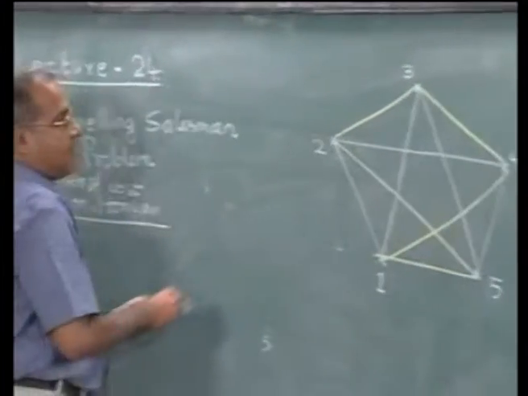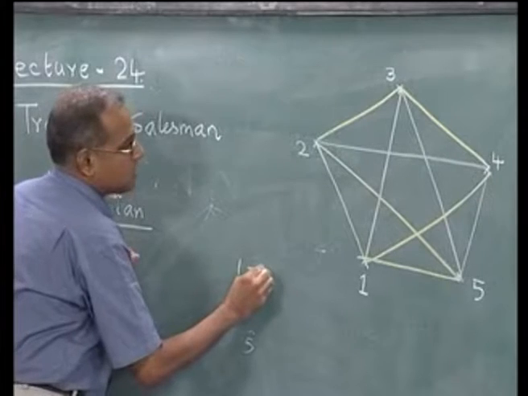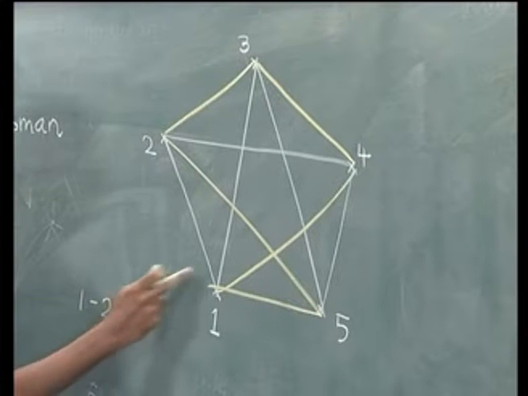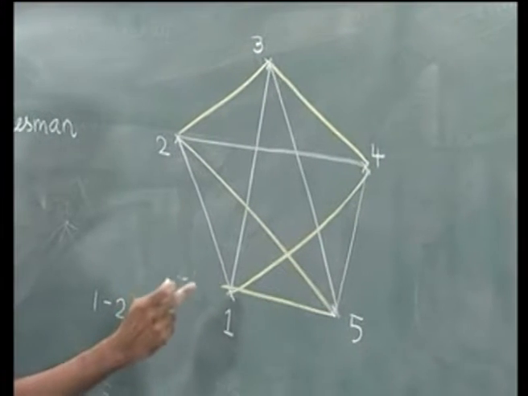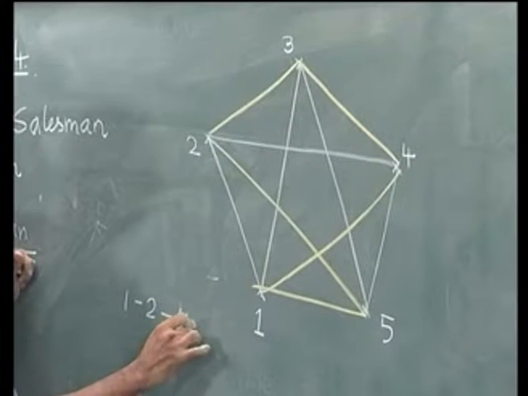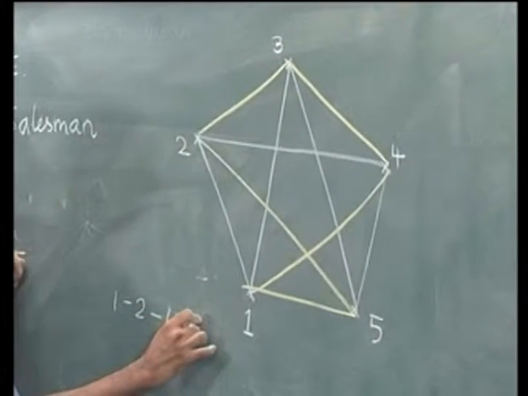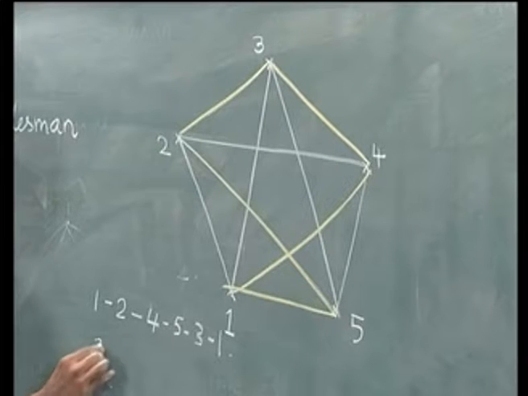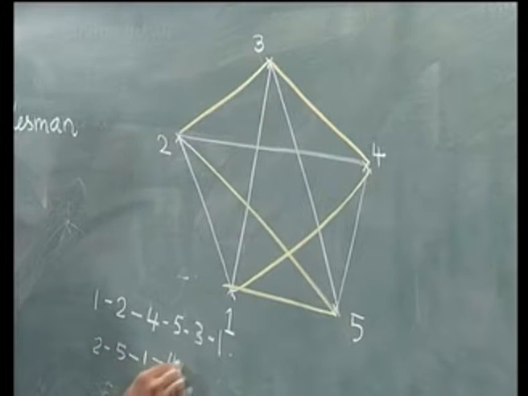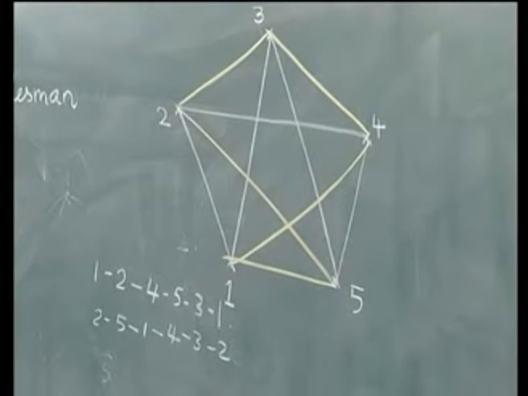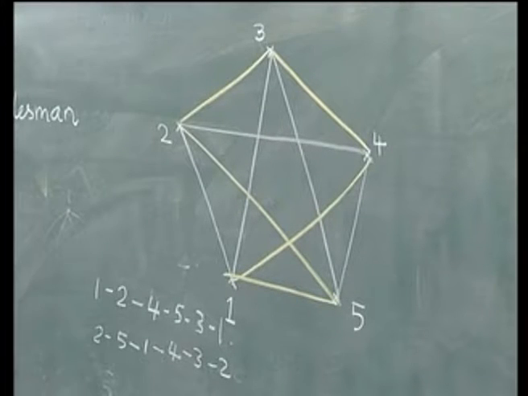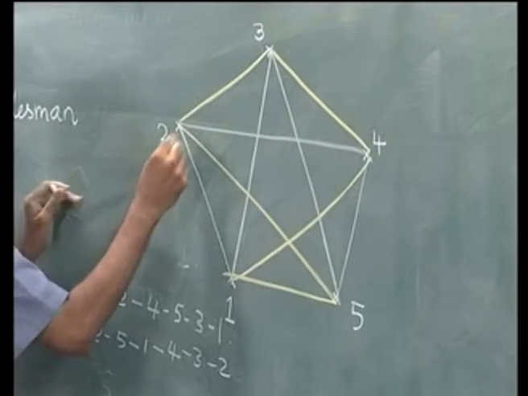Now, we have already said from this figure that we could have a feasible solution: 1 to 2, 2 to 4, 4 to 5, 5 to 3, 3 to 1, or we could do 2 to 5, 5 to 1, 1 to 4, 4 to 3, 3 to 2. These are all feasible solutions.